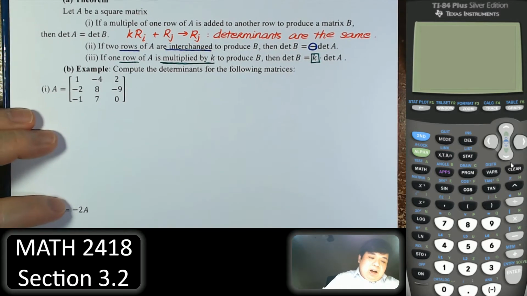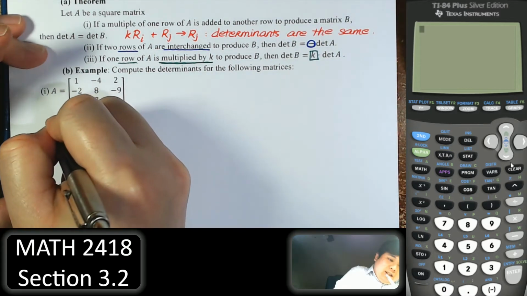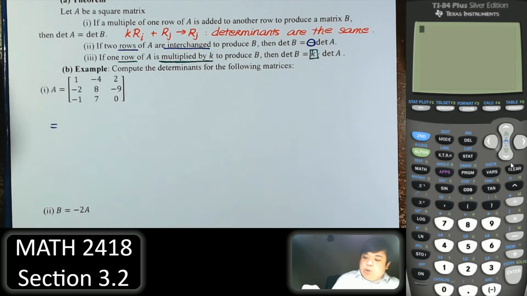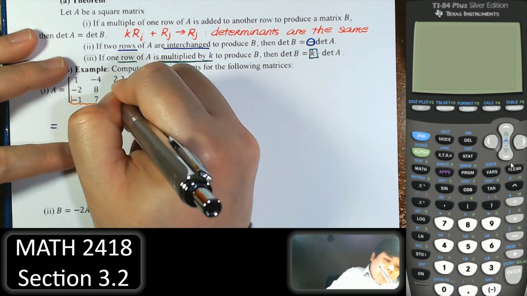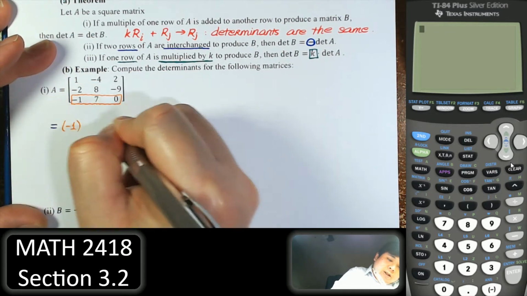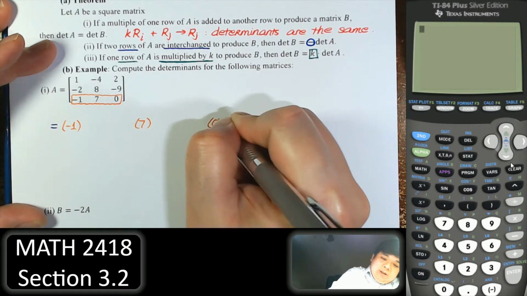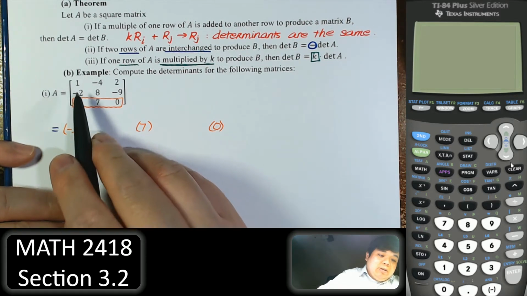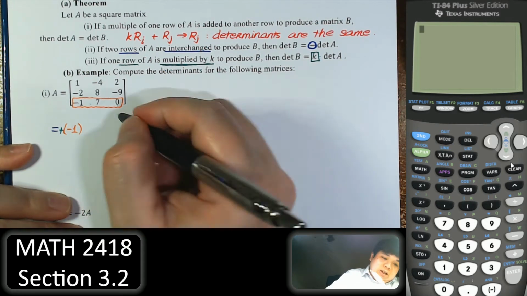Now let's just compute a 3 by 3 determinant. It's easy enough. There's a 0 here, so let's just use the third row and expand along the third row. So we have -1 and then 7 and then 0. As for the sign, the third row would be positive, negative, positive.